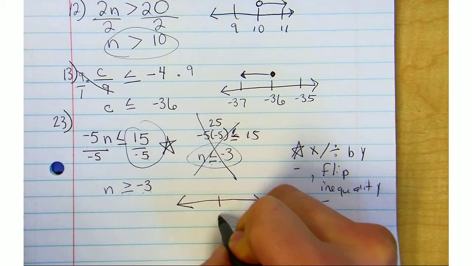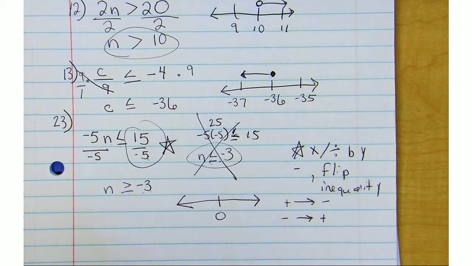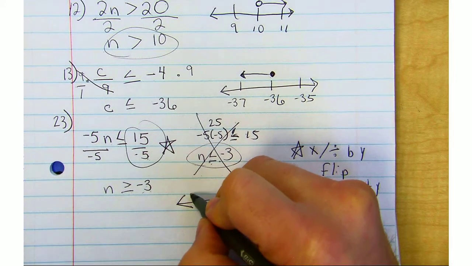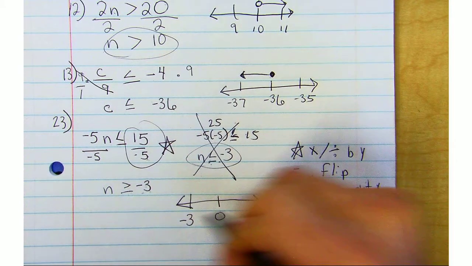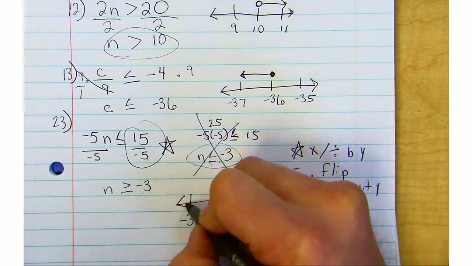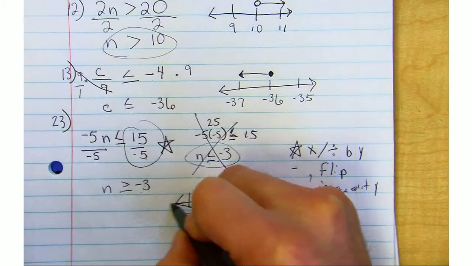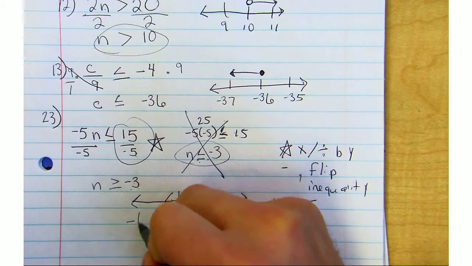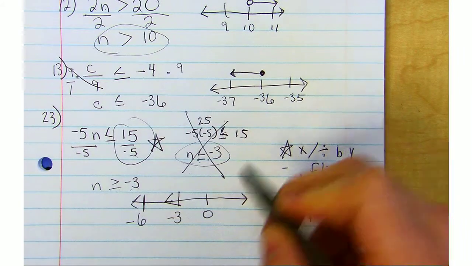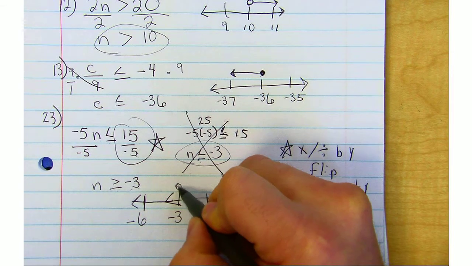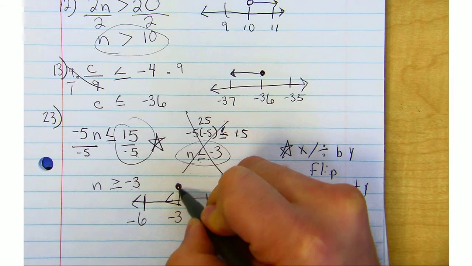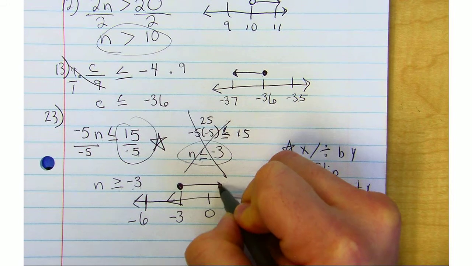I have 0, and we'll say negative 3, and I guess I maybe set it up a little bit wrong, but that's okay. Then I can have negative 6 over here. So I'm at negative 3. It is going to include that, and everything up above it going this way.